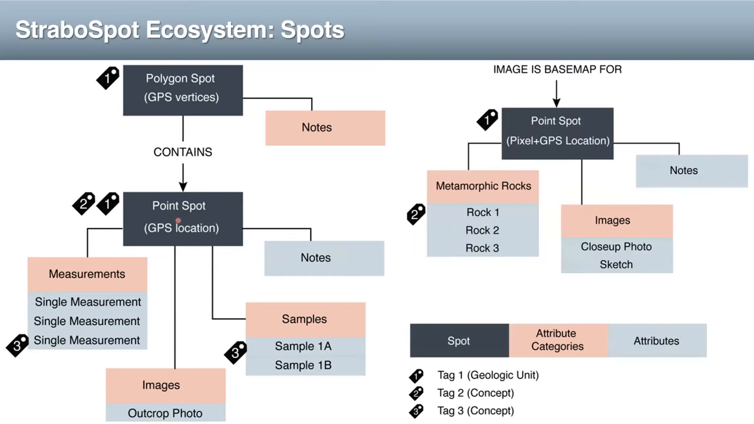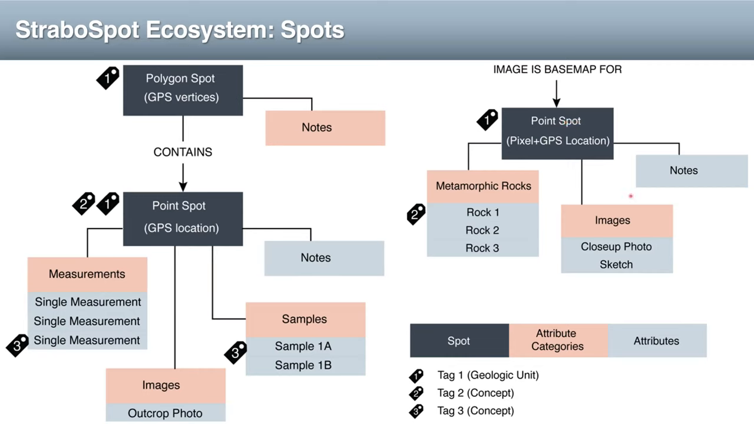And with images, we know that people want to take their images wherever they come from, and they want to use them to map on. So we actually have a part of StraboSpot where the image is used as a base map. That image is georeferenced to wherever you took your photo or a sketch or whatever you brought in. Maybe you're bringing in a cross section. Anything can be used for a base map pretty much.